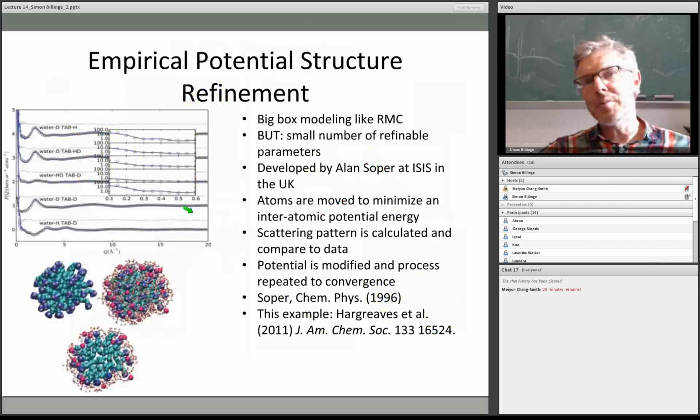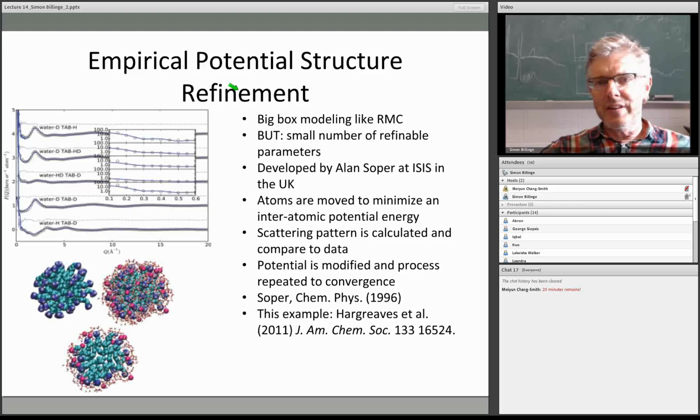Another approach is called empirical potential structure refinement, which is another big box method where you have a large number of atoms in the box, but instead of moving them all independently, you constrain them with a small number of parameters. And what you do is you specify interatomic potentials, you minimize the energy of the cluster, and then you compare that to the data, and then you modify the interatomic potentials, and then you iterate this until you get a good fit. So this is like RMC, but it's actually more heavily constrained.